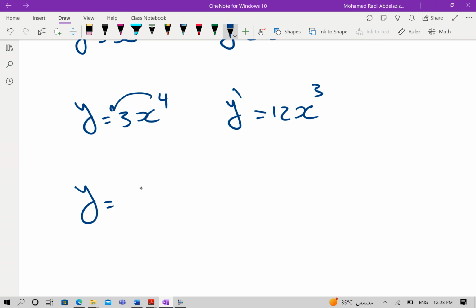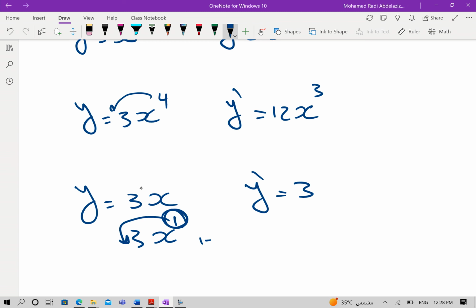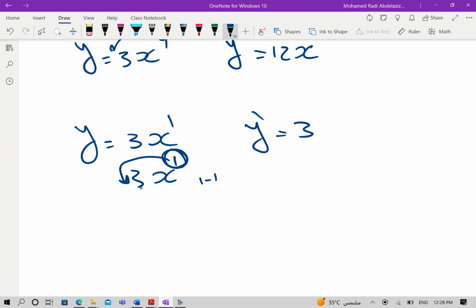When we have just 3x, its derivative will be 3. Just write the coefficient of x. Because of what? x power 1. When you drop 1, multiply by 3, it will be 3. Then subtract 1 from 1, 1 minus 1 will be 0. Any number to the power of 0 will be 1. So in case we have a linear expression, the answer will be the coefficient.